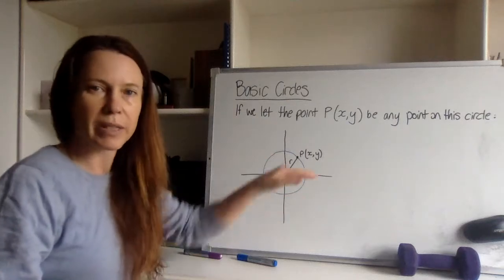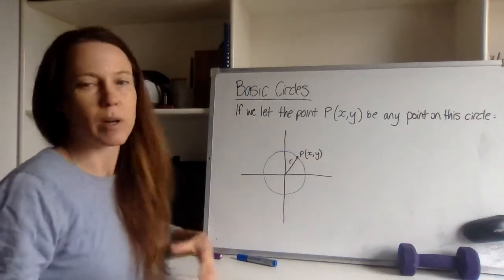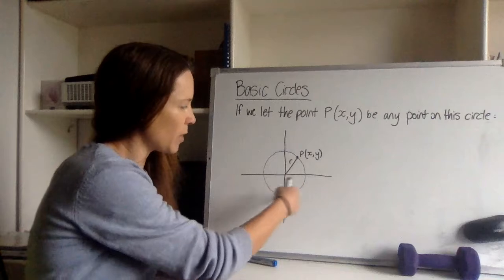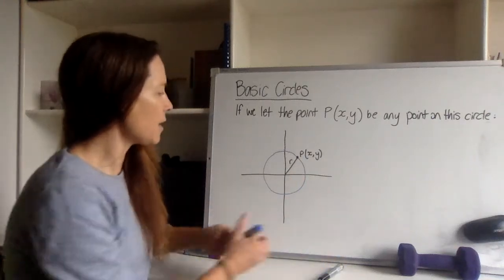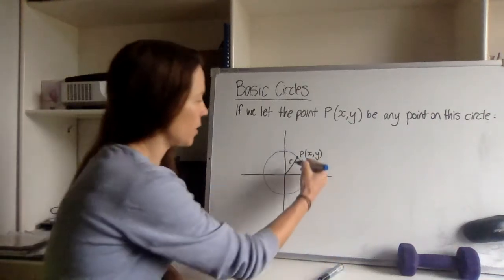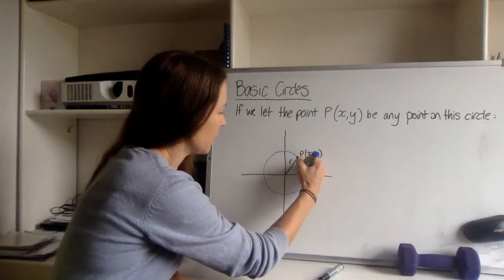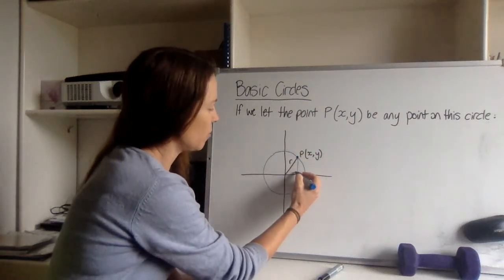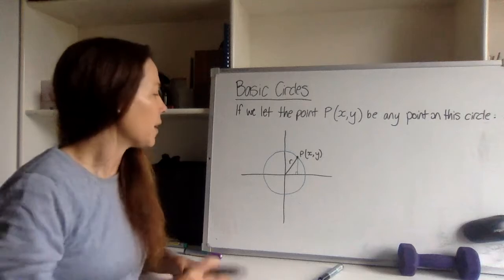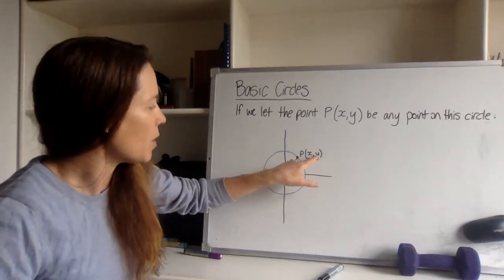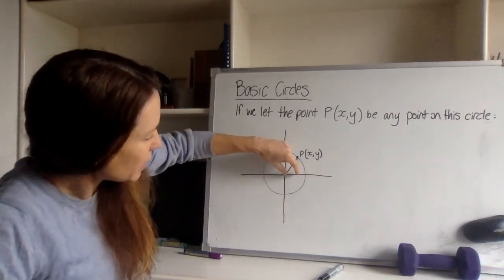Well, that's all well and good. We can see that it can move around, and the x's and the y's are going to take different values everywhere it moves. But at any one place, we can always drop a line straight down and across and make a little right-angled triangle. Now, if this point is x, y, that's because this distance here is x.